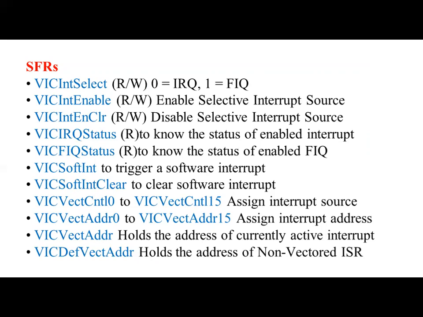Now VICVectAddr0 to VICVectAddr15 assign the interrupt address. VICVectAddr holds the address of the currently active interrupt. Now VICDefVectAddr holds the address of the non-vectored ISR.